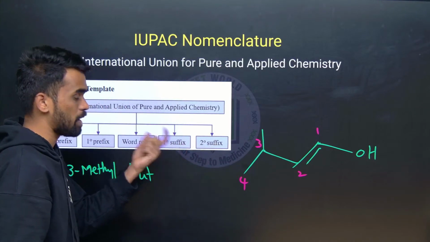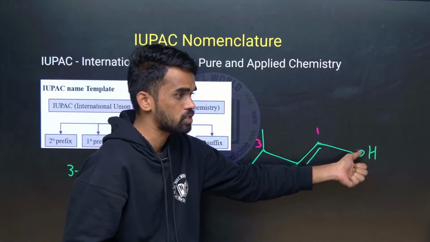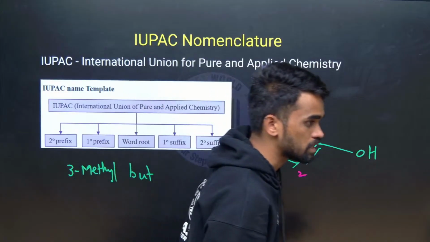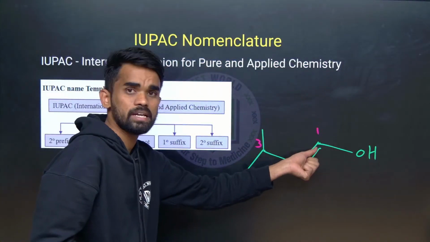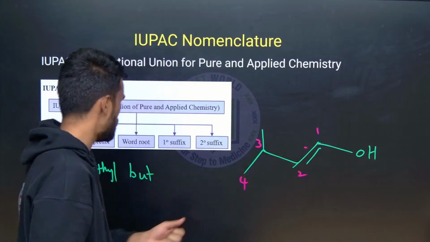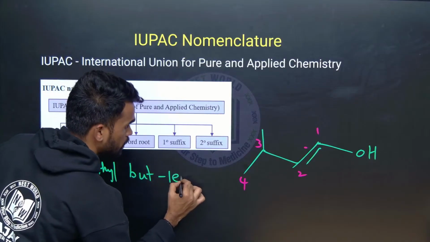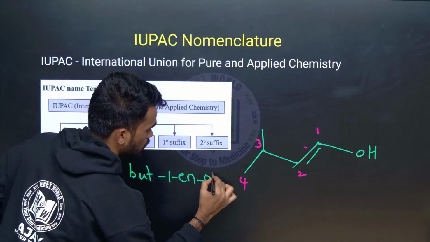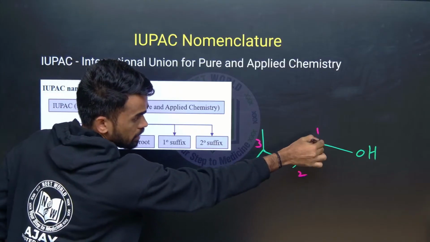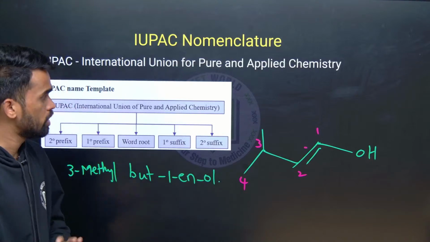Secondary suffix is there, primary suffix is there. The secondary suffix is the principal functional group. Here the hydroxy group is the secondary suffix. What is our primary suffix? It is the double bond, ene. So, 3-methylbut-1-en-ol. On the first position we have an ene, so 1-ene-ol. This is how you need to write the naming.